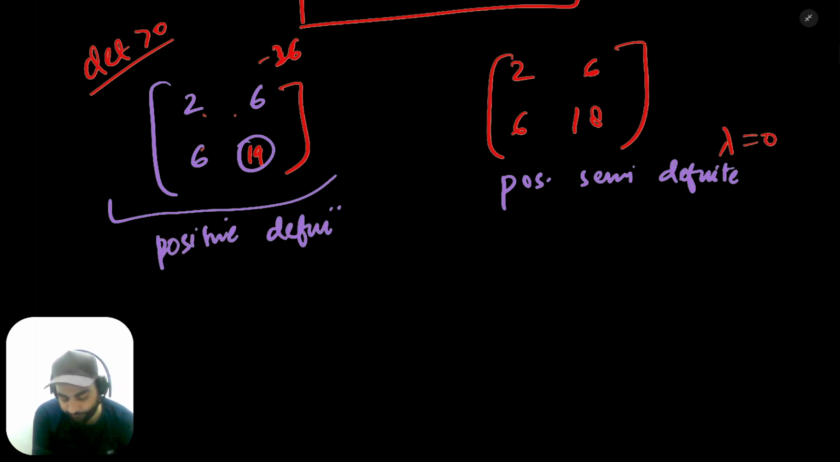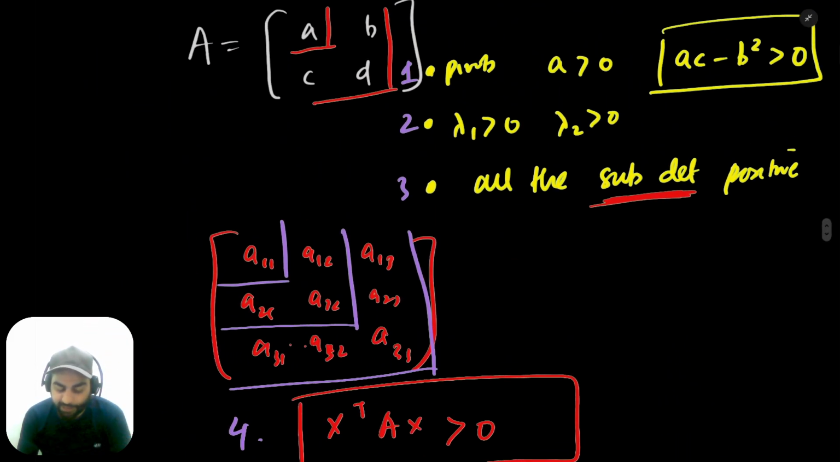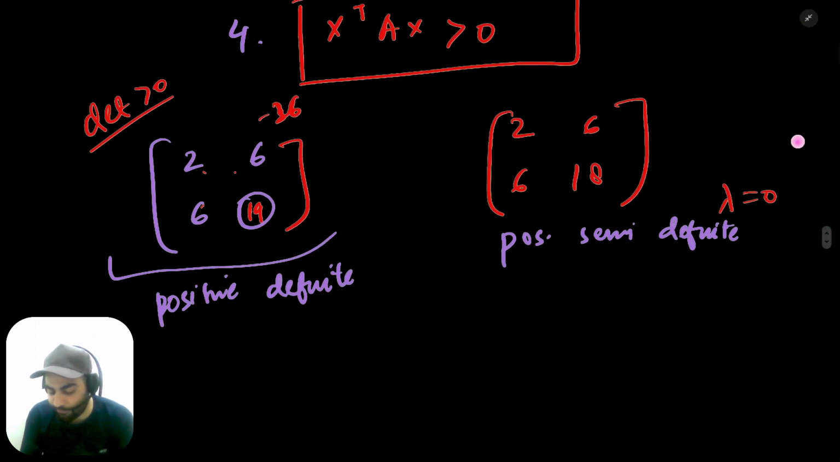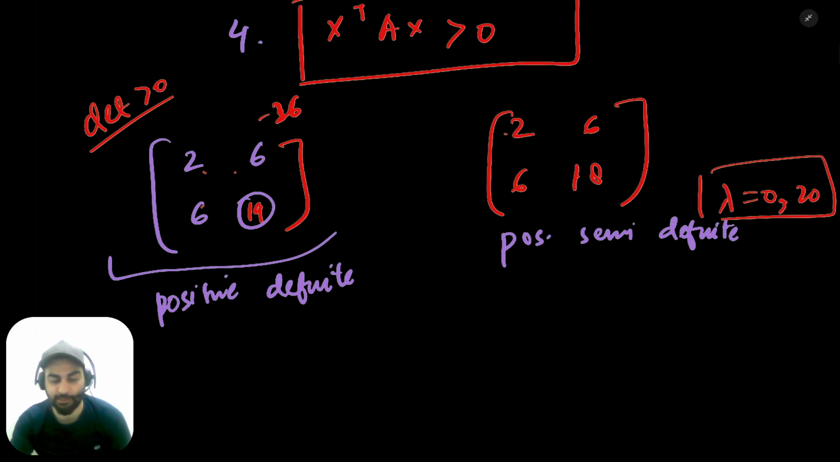If the eigenvalues are strictly greater than 0, that is a positive definite matrix. If they are greater than or equal to 0, some of them zeros, in that case it is a positive semi-definite matrix. Just remember this fact. So for this matrix, one lambda will be 0 for sure. How to find the other lambda? Because you know the trace of a matrix is equal to the sum of eigenvalues, 18 plus 2 is 20. So if one is 0, the other should be 20. So these are the two eigenvalues for this matrix 2 6 6 18.